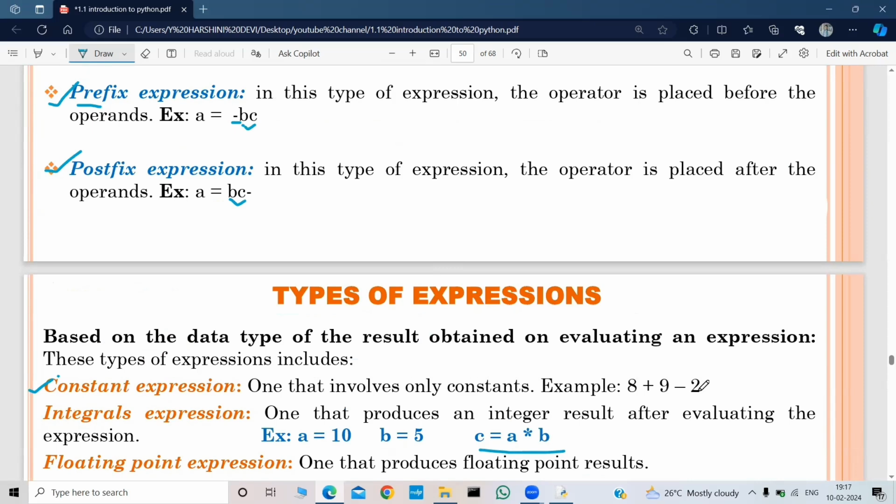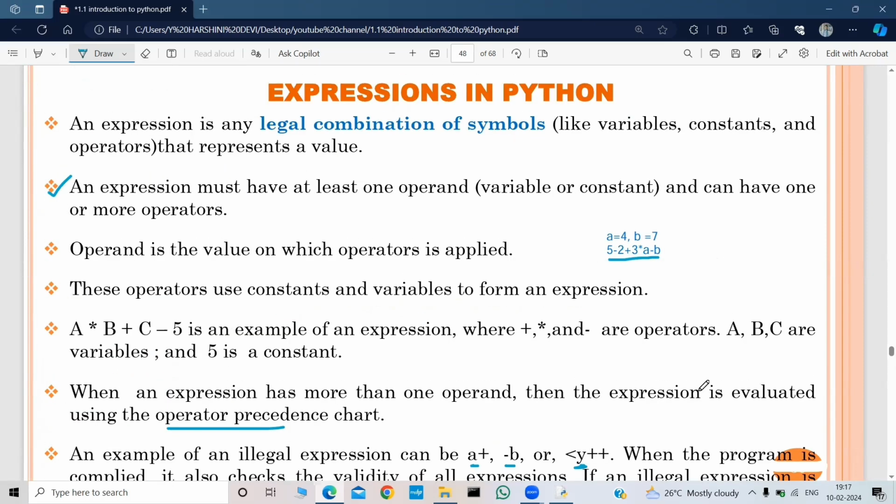So that's it about expression and types of expression in Python. I hope you like this video, and thank you for watching.